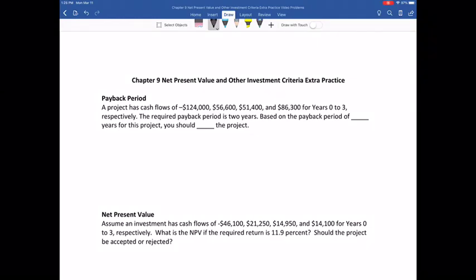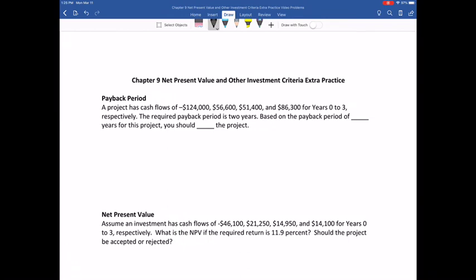In today's video, I'll be working through some practice problems from Chapter 9, which is titled Net Present Value and Other Investment Criteria. So in this chapter, we look at different methods that companies will use when they are evaluating capital budgeting projects. You will see that each of these different methods has its different strengths.